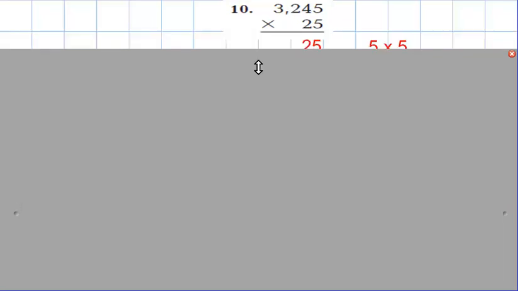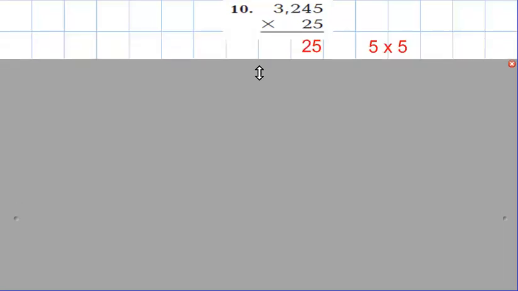Alright, here's my example of partial products. So here's my multiplication problem, 3,245 times 25. All we're doing is applying the distributive property.